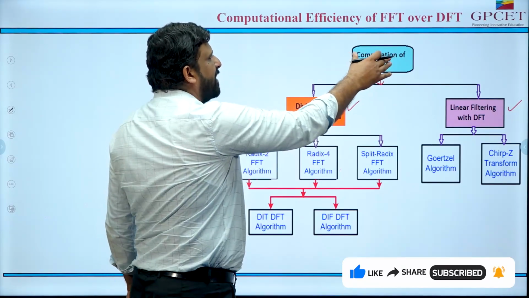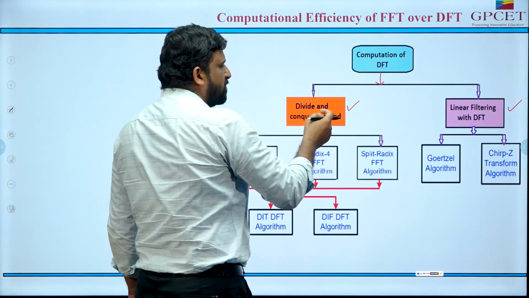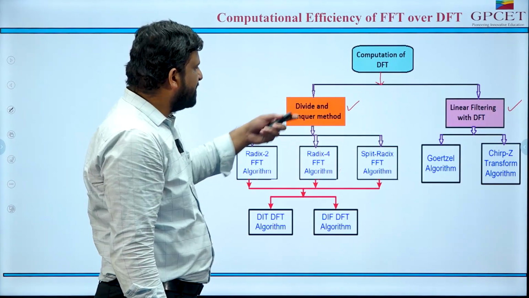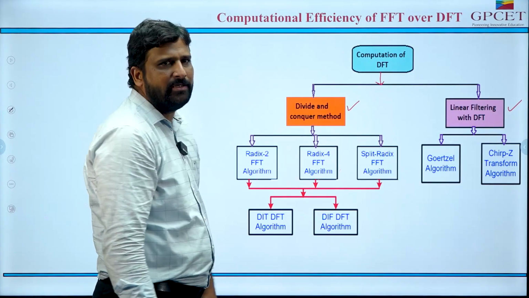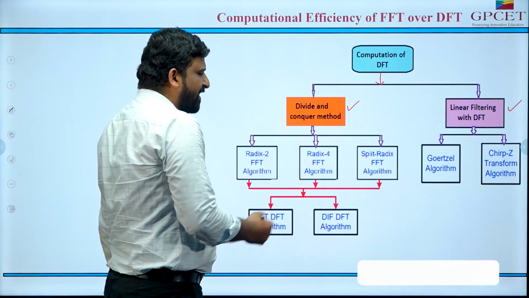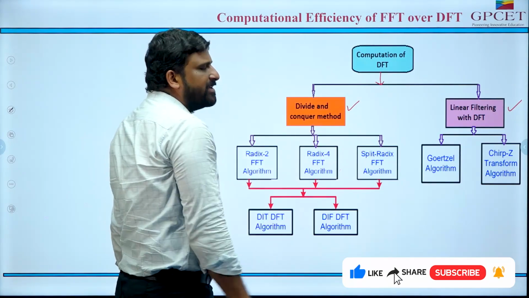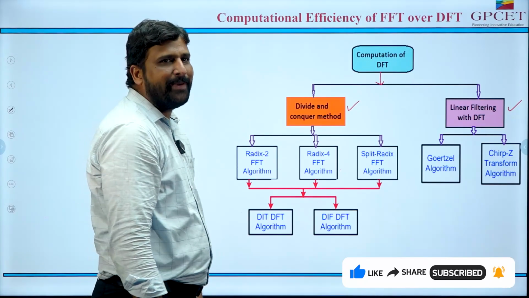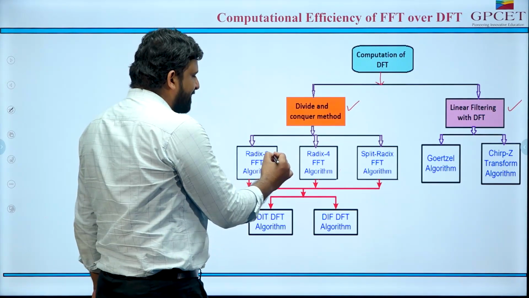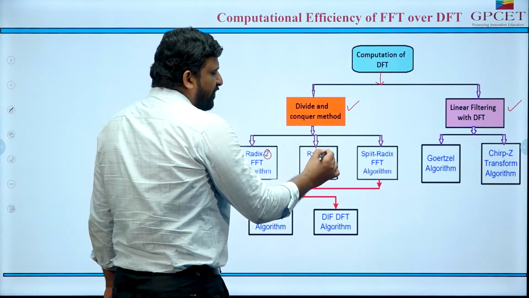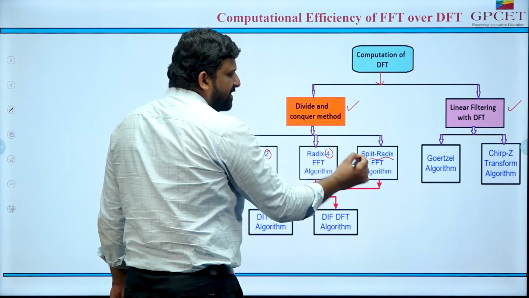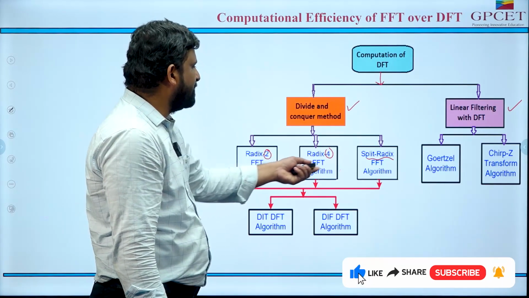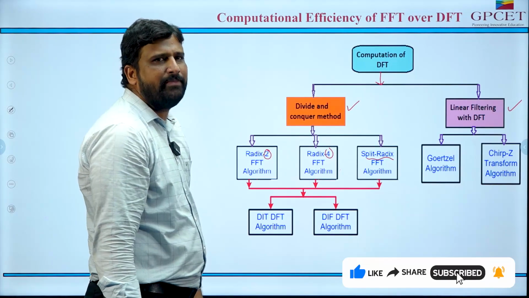So that means the computation of DFT has been divided into two types. One is divide and conquer methods and another one is linear filtering with DFT. The divide and conquer method has been subdivided into three parts: Radix-2 FFT, Radix-4 FFT and split Radix FFT. These are different types of fast Fourier transform, depending upon the Radix. Radix means the Radix value 2, 4, and we also have another method which is nothing but the split Radix FFT algorithm.